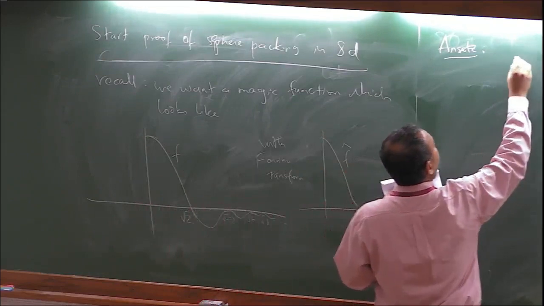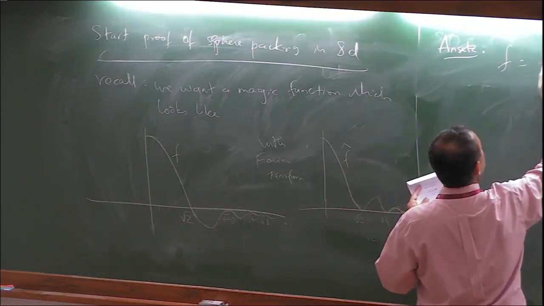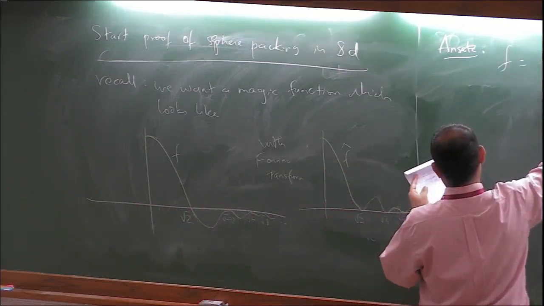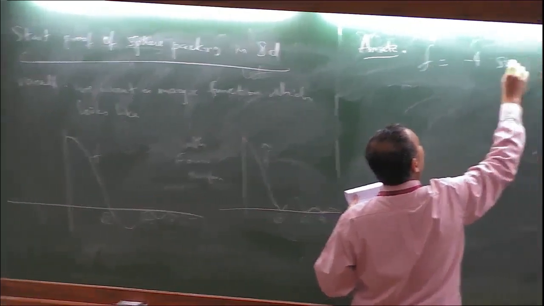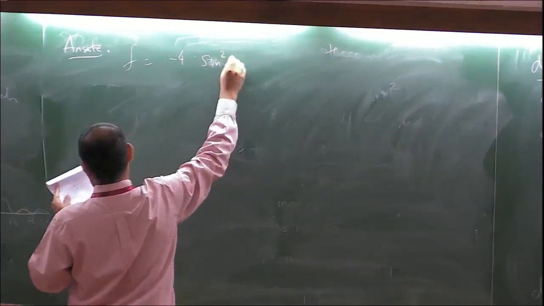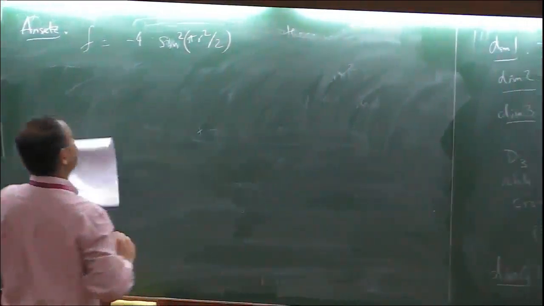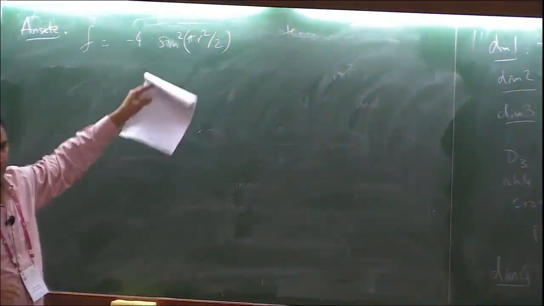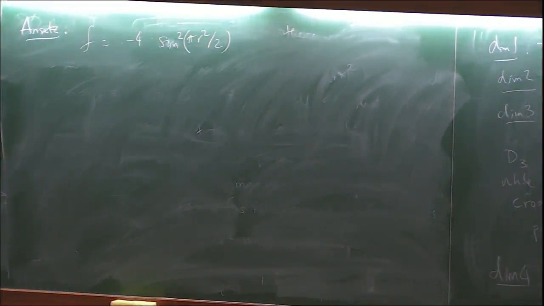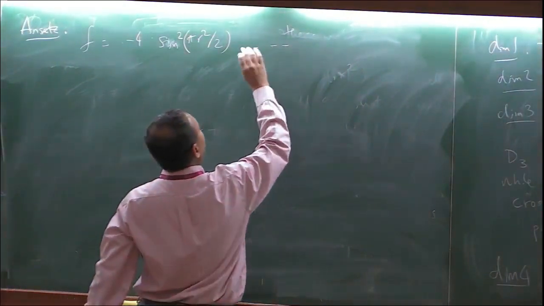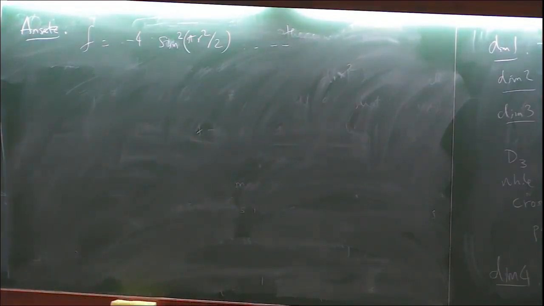Some constant, in this case she chose -4, but here's the key function: sine squared of pi r squared over 2. This just means sine of pi r squared over 2, squared. We're just writing it in the normal form. So what does that do? And then times something. I'll fill that in, but let's see what this function does.